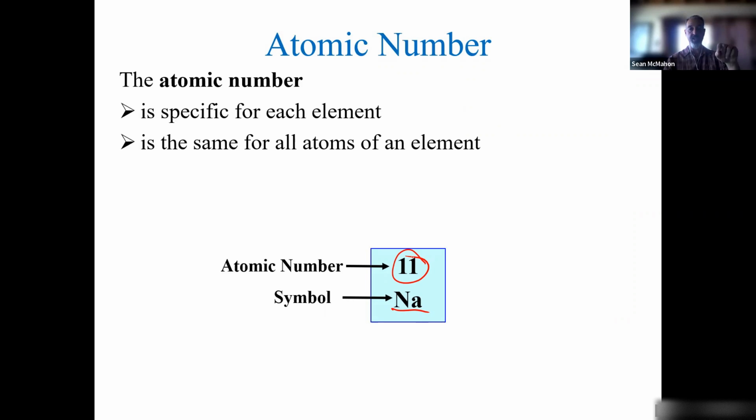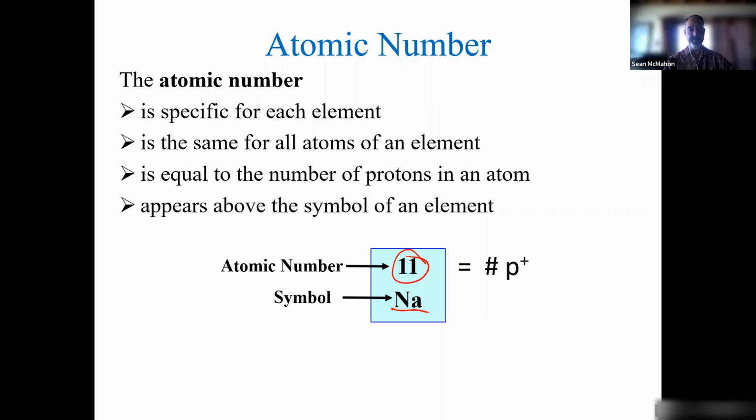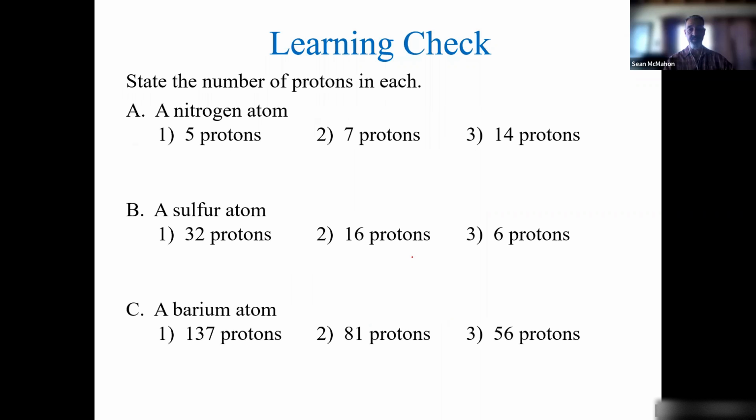So if I look at Na, I know that's confusing. It's natrium, right? But we call it sodium. Sodium has an atomic number of 11. That means every sodium atom has 11 protons in the nucleus. Okay, so that's how you know it's sodium. So the atomic number is equal to the number of protons. It's going to appear above the symbols.